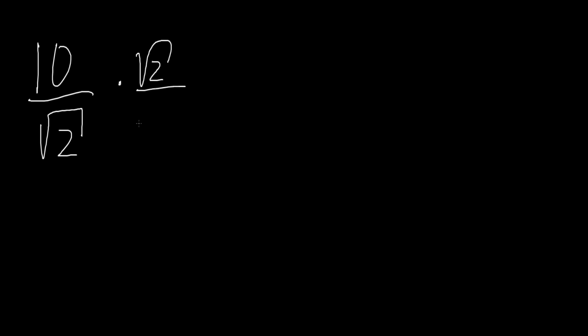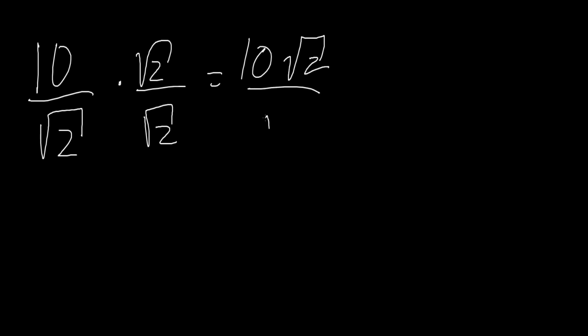I'll give one more example. Let's say we have 10 over root 2, and the teacher told you to rationalize the denominator. How would you do it? You multiply the top and the bottom by root 2. On the top we get 10 root 2, and on the bottom we get root 2 times root 2, which is root 4. The square root of 4 is just 2, and 10 divided by 2 is 5. So we get 5 square root of 2.